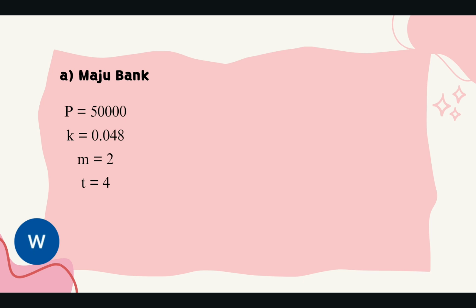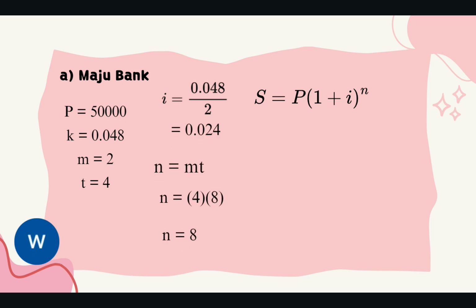After that, you need to determine the time you want to invest in this bank. In this case, your auntie said that she will invest for 4 years. So we put 4 as T. For the calculation, you need to use the simple formula, which is S equals P(1 plus I) to the power of N. As you can see, there is I and N. We can get the value of I by dividing K by M. For the value of N, you can get it by multiplying M and T.